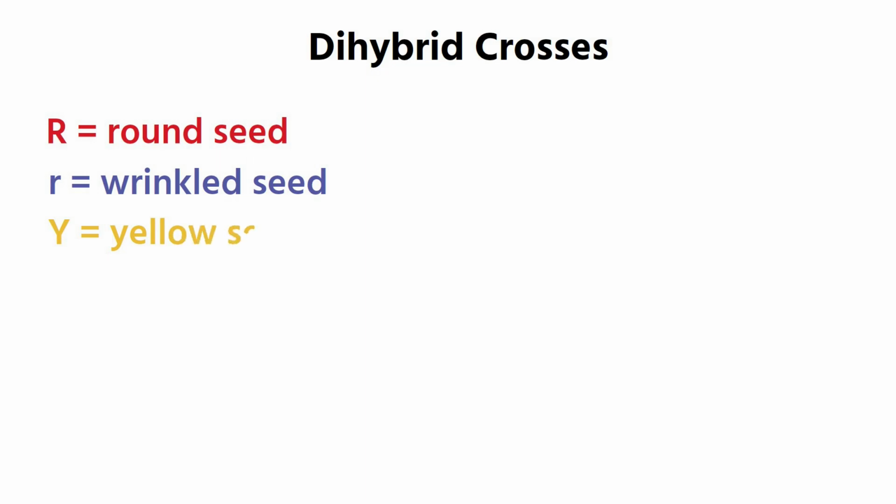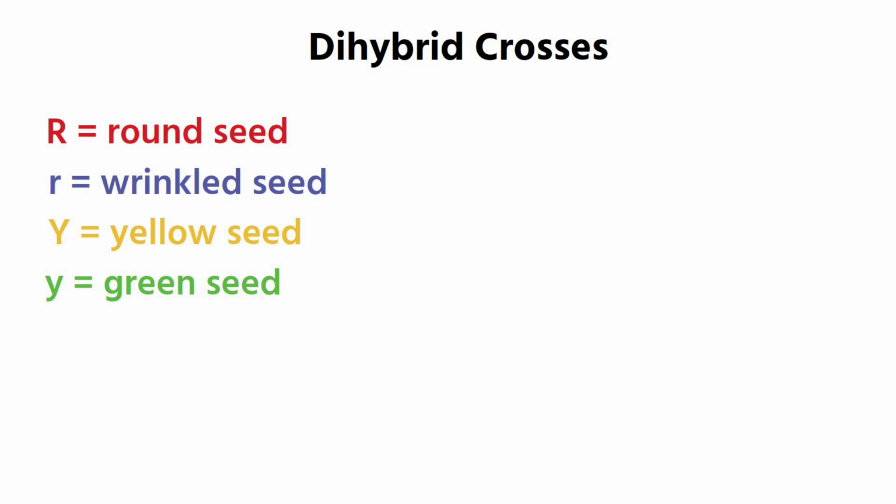So what we're going to look at is a pea example. We're going to look at seed texture and color, which are controlled by different genes, but we're going to look at how they work together to create a specific ratio of pea plants in the offspring.